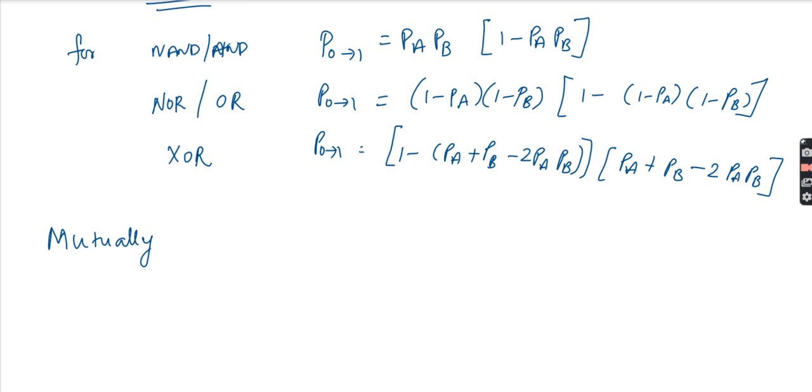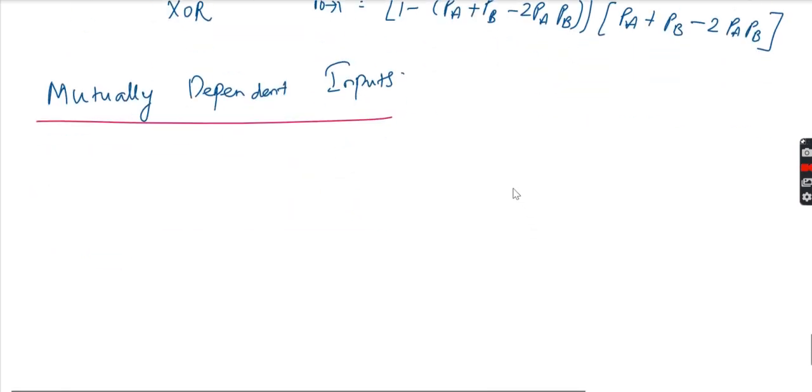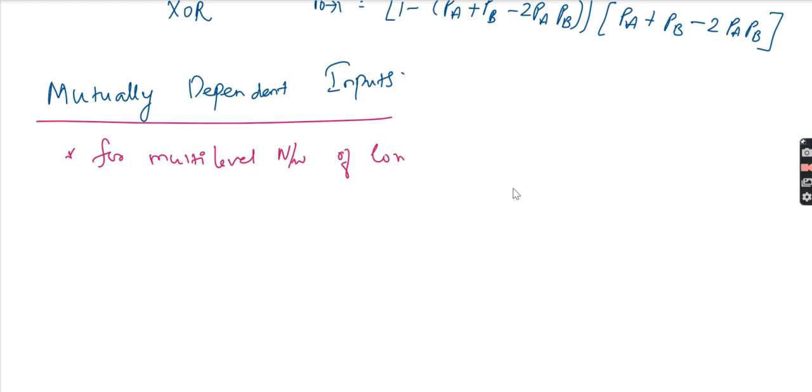mutually dependent input. Okay, mutually dependent input. Now mutually dependent input in the sense of a multi-level network. Multi-level network means a network of complex logic gates, for example, one gate will drive another gate.